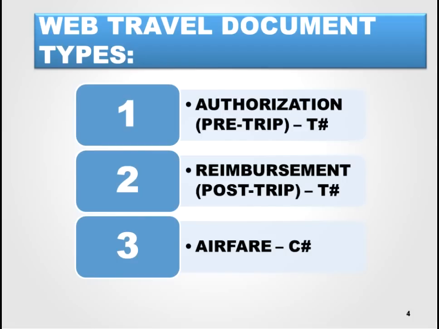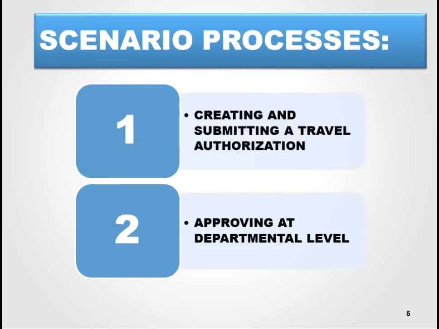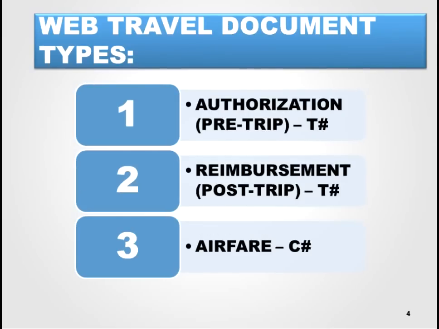A travel reimbursement is used to reimburse UNC affiliates who have incurred expenses related to their own business travel on behalf of the university. The airfare option is used to purchase airline tickets for affiliates and non-affiliates and charge the expense directly to the department. Note that preparers now have an option to create an airfare request first and then create an authorization, or start with an authorization, then add an airfare request later. Authorizations and reimbursements begin with a T number, while airfare requests begin with a C number.